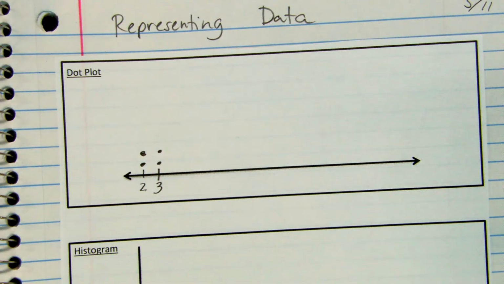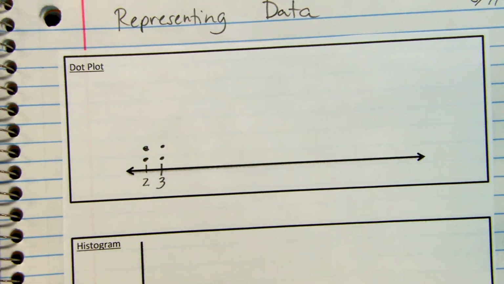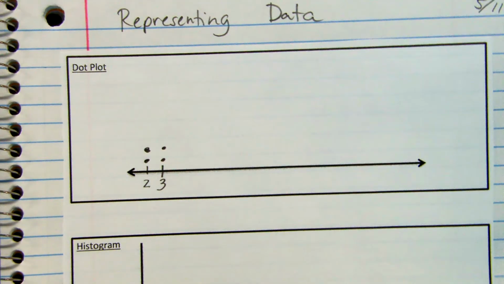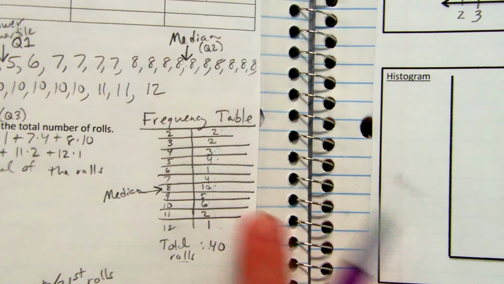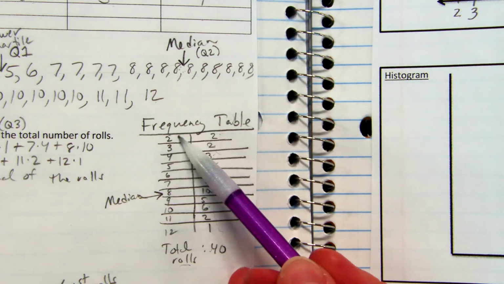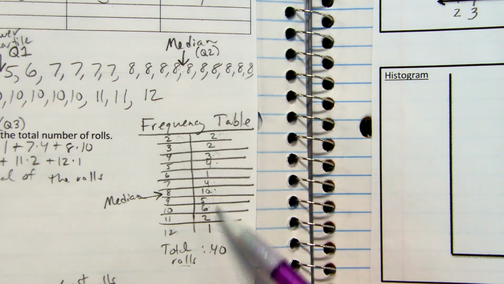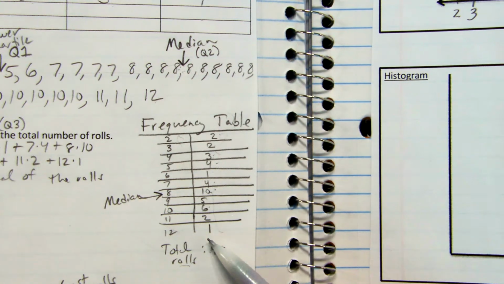All right, so before I remembered to push record, I started talking about how we're going to make dot plots for the data that we collected in class yesterday. So here is the frequency table for all of the data that we collected yesterday. These were the total sums of the dice, the 2 dice that were rolled, and how many of each sum that we had. And we're turning this into a dot plot.